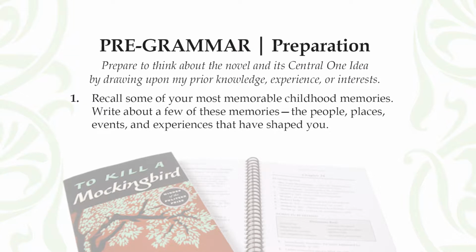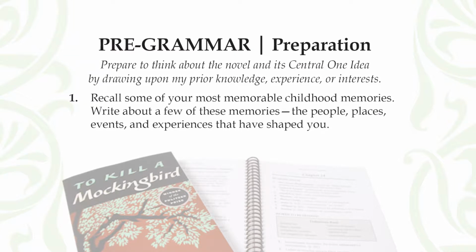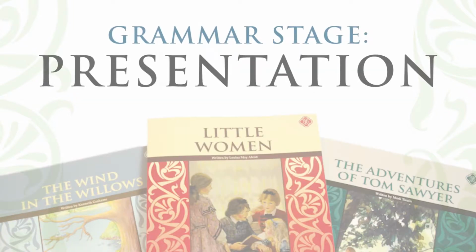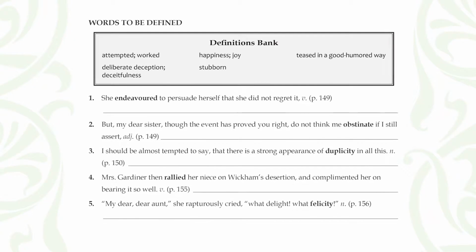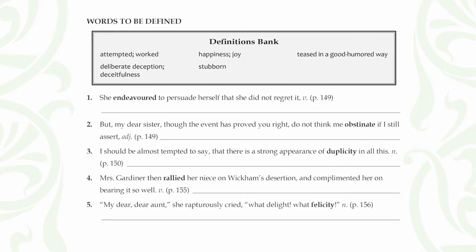So that pre-grammar stage is just a personal set of questions. Then the grammar stage features vocabulary, which we call words to be defined. Those are the key vocabulary words that they're going to learn. They come from the text, so they're learning the words before they read the text.